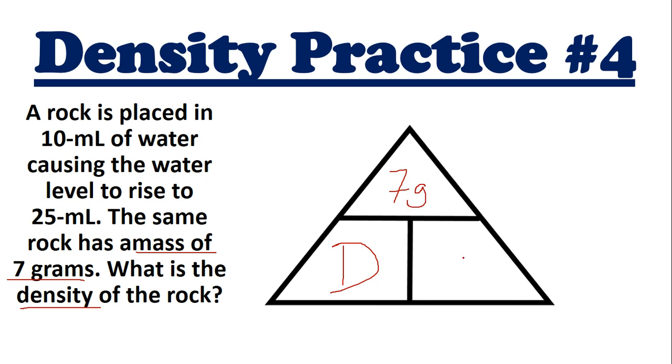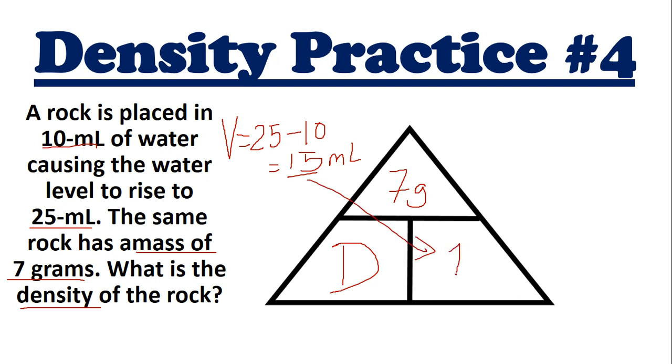Now, it doesn't say in here that the volume is this, and it gives us 2 different values for milliliters. When this comes up, what this is trying to do is cause water displacement. So your volume will equal your higher milliliter minus your lower milliliter, which equals 15 milliliters. And that 15 goes in the triangle. Then we solve. 7 divided by 15, because the numbers are on top of each other, we get 0.47 grams per milliliter.